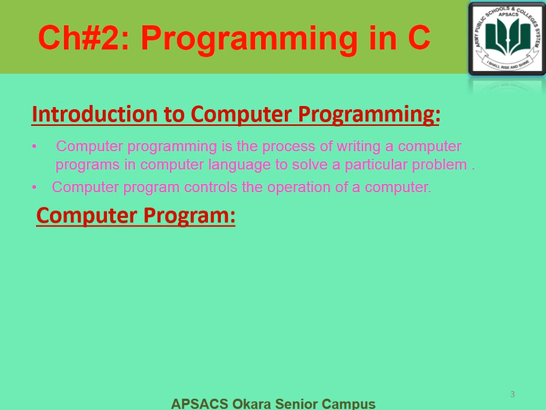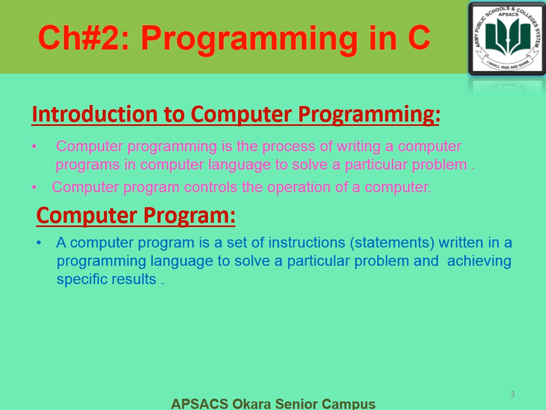So, what is a computer program? A computer program is a set of instructions, a set of commands, a set of statements which we give to the computer, according to which the computer performs a specific task and gives us the result. So let's have a proper definition. A computer program is a set of instructions, statements written in a programming language to solve a particular problem and achieve a specific result.